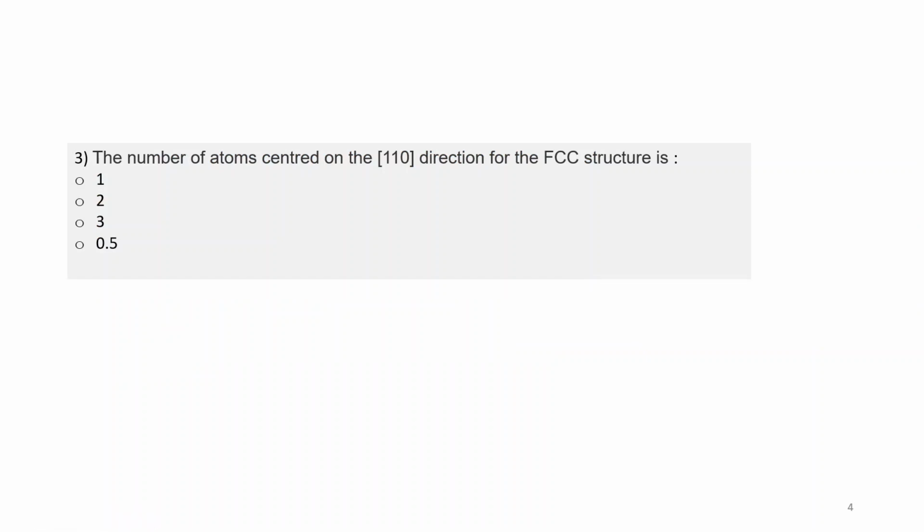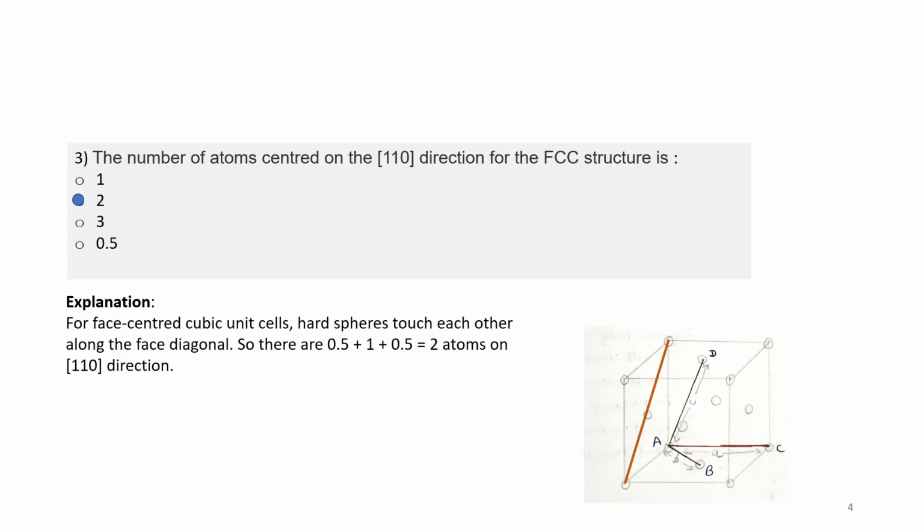The next question is, the number of atoms centered on the 110 direction for the FCC structure is 1, 2, 3 or half. The answer will be 2. 110 will be the face diagonal for the FCC structure. In the middle you will have an atom as a whole, so it will be 1, and at the corners it will be 0.5, 0.5. So the total will be 2 atoms on the 110 direction.